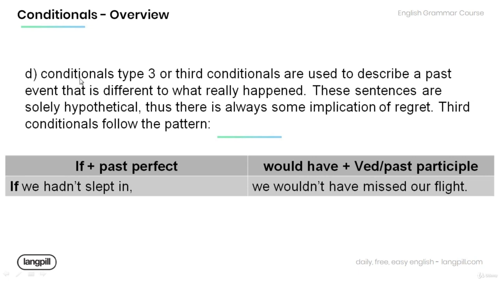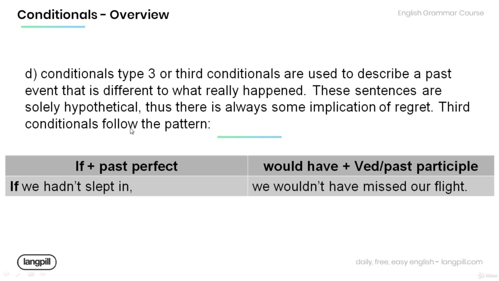D. Conditionals type 3 or third conditionals. These conditionals are used to describe a past event that is different to what really happened. These sentences are solely hypothetical. Thus, there is always some implication of regret.